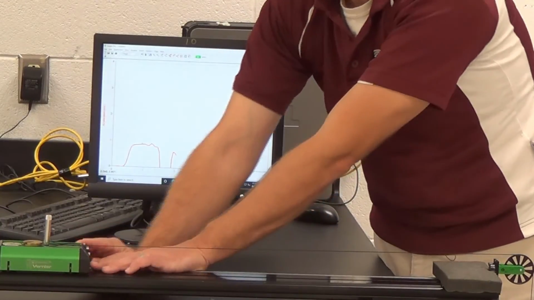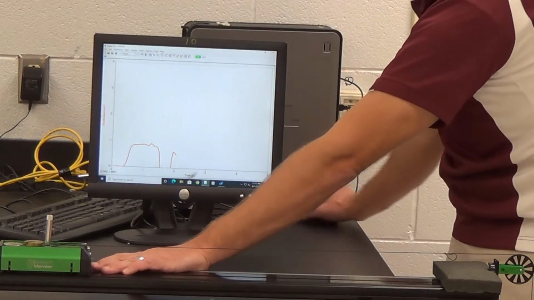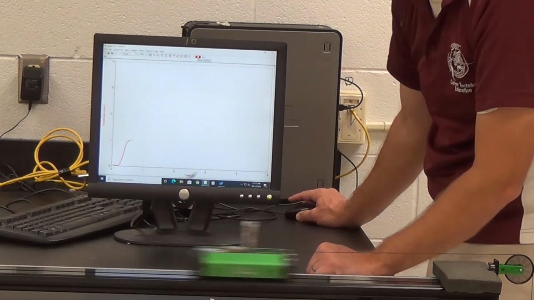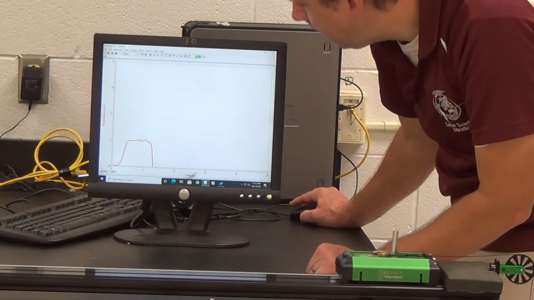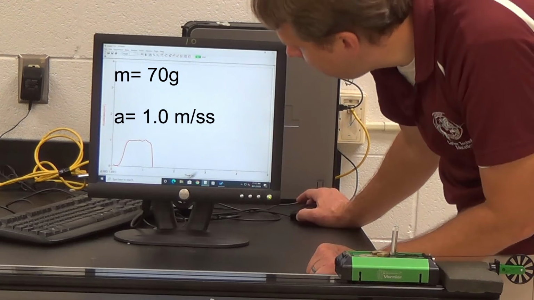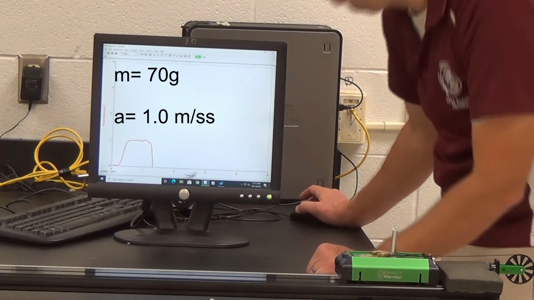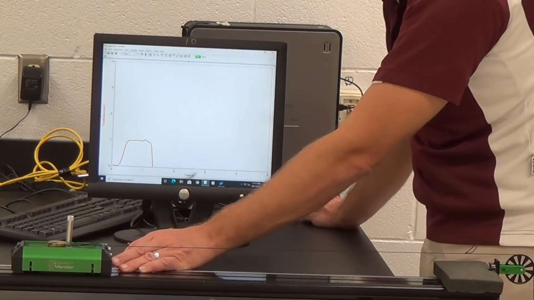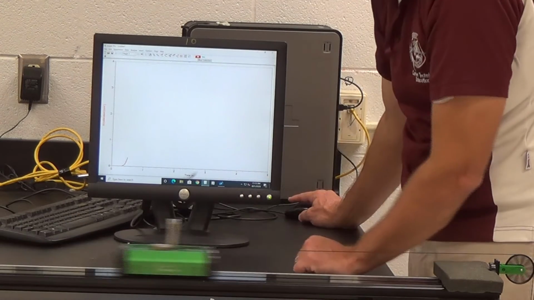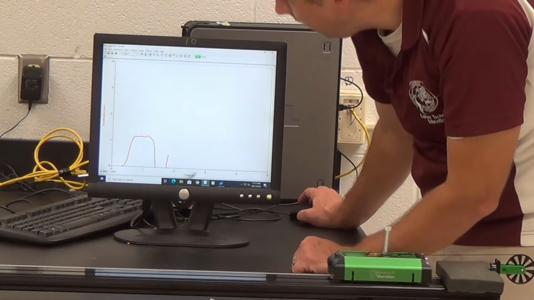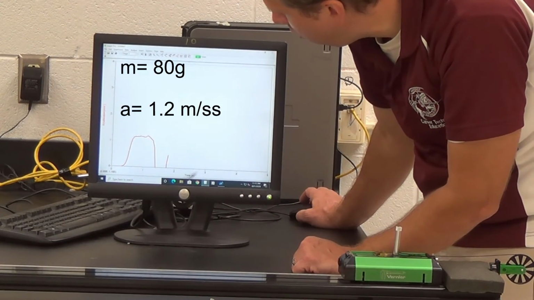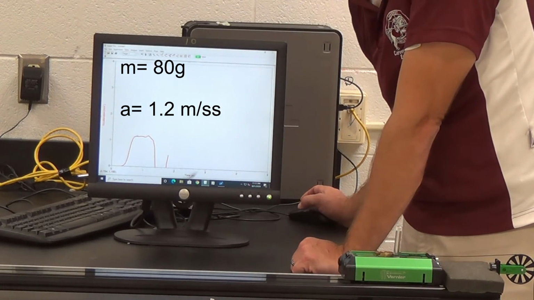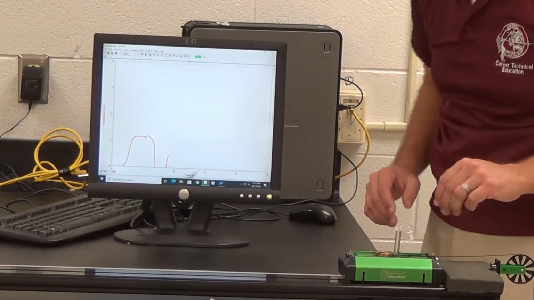Now we have 70 grams on the pan. With 70 grams, we get an acceleration of 1.0. Here we are with 80 grams. All right, here we have 1.2. 1.2 meters per second squared is the acceleration with 80 grams on the pan.